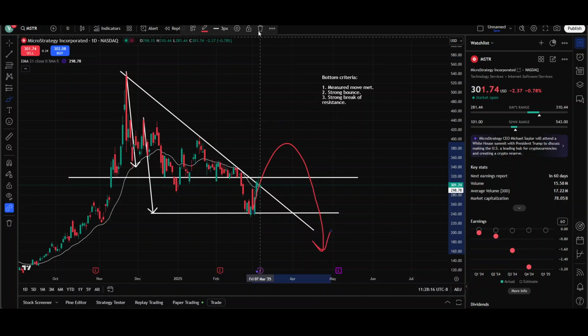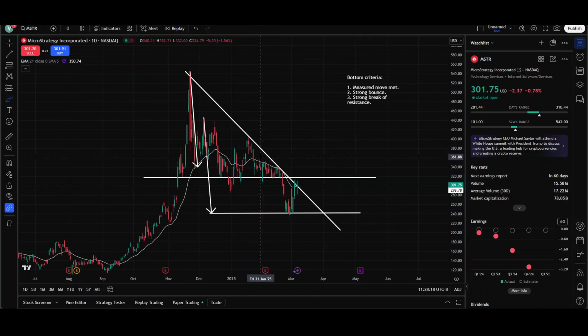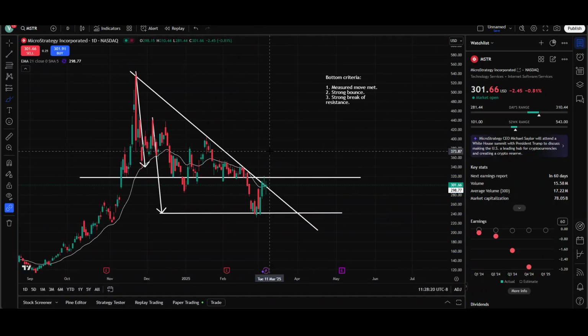I don't think that's going to happen because you have to look at the macro as well. The macro is also looking very well. And I'll show you guys that in a second.